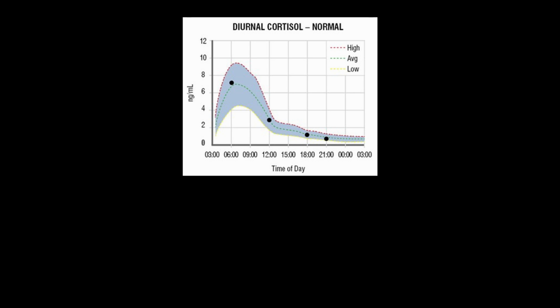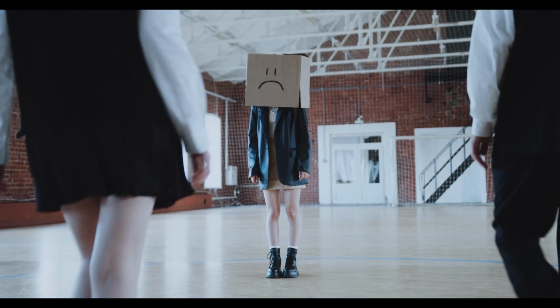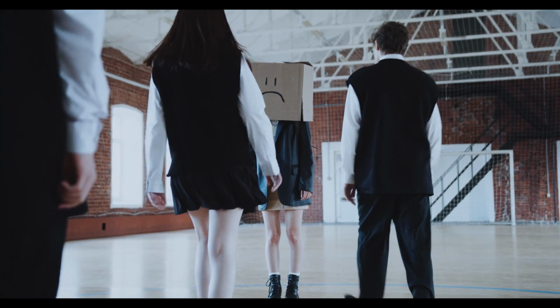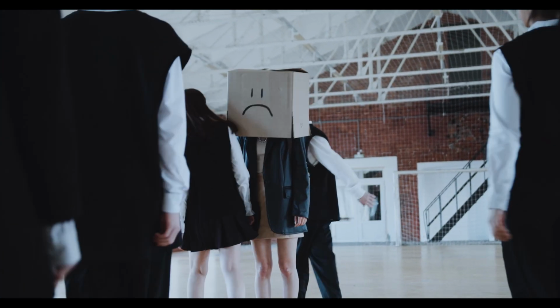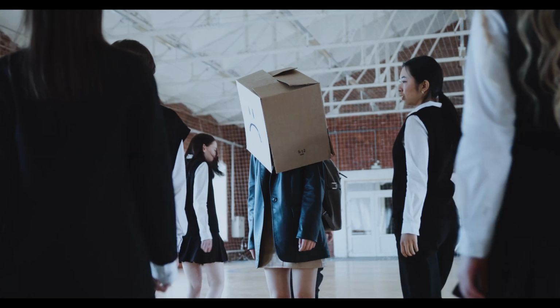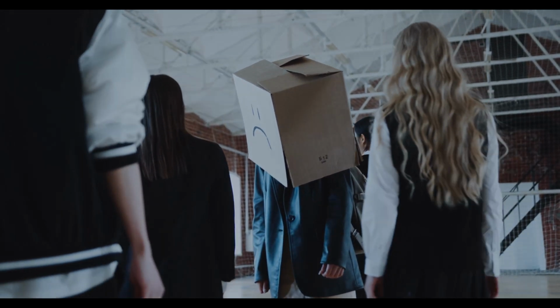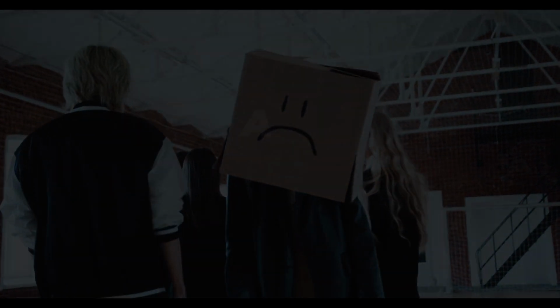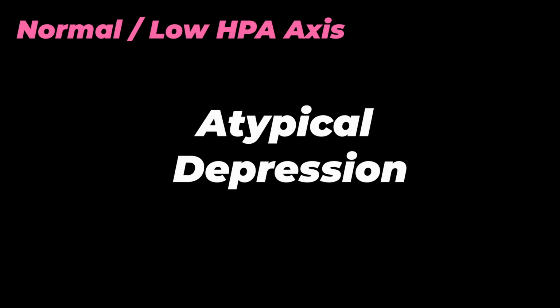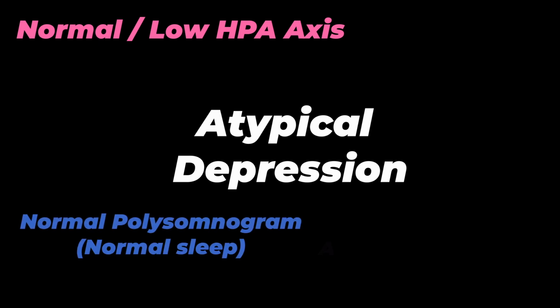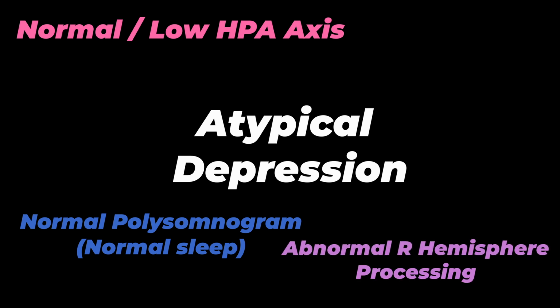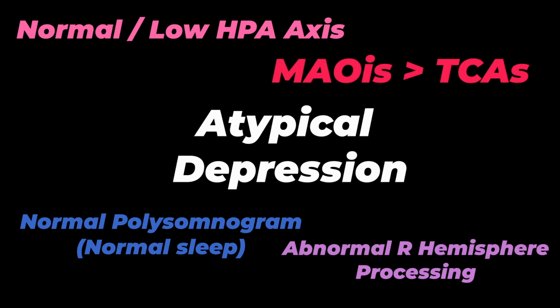And then I think of the rejection sensitivity with the atypical depression. As the day goes on, they have to deal with more and more interpersonal stress. So it makes sense that as the day goes on, they get worse and worse. I have no clue if that's actually what's going on, but it helps me remember it. And then to summarize, the characteristic biological profile of atypical depression is normal or abnormally decreased HPA axis, a relatively normal polysomnogram, and abnormally increased right hemispheric processing in psychophysiological tasks. And historically, it's treated better with MAOIs than TCAs.